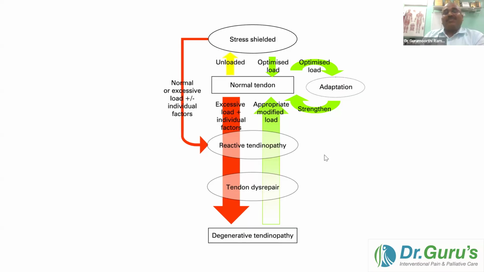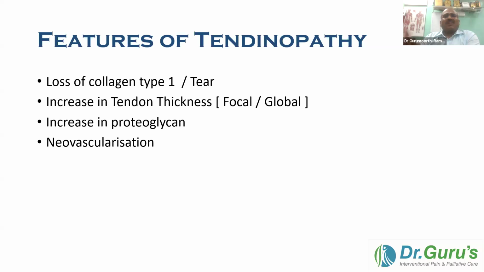And here you will have vasculogenesis. And this is the phase where it is very difficult to get it reversible. We can say reactive tendinopathy and tendon repair are the phases where you can get back. Degenerative tendinopathy is the phase where you can't go for a reversible phase, right? So what are the features in a tendinopathy, as I had told?